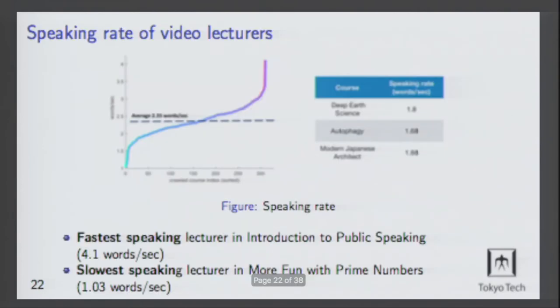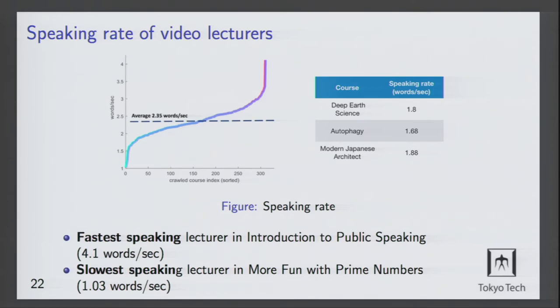We also looked at the speaking rate of video lectures and found out that the average speaking rate is about 2.3 words per second. And the fastest speaking lecture was from the course named Introduction to Public Speaking with a speaking rate of about 4 words per second. And the slowest speaking lecture was from the course Mofan with Prime Numbers with a speaking rate of 1 word per second, which I found really low.